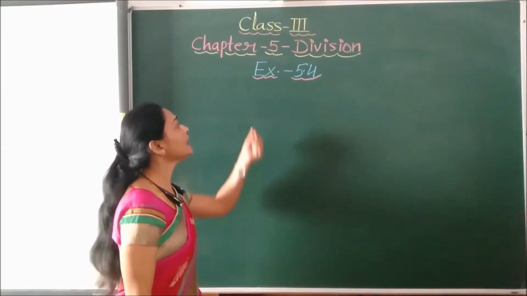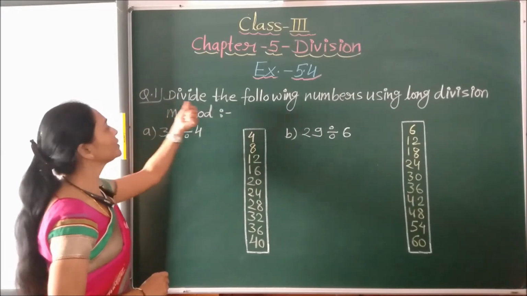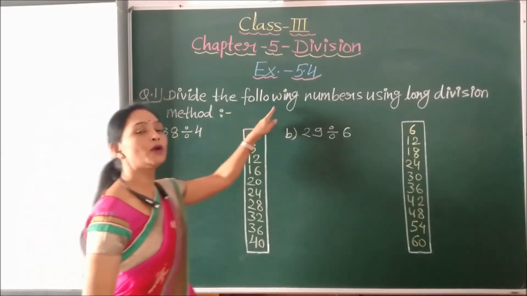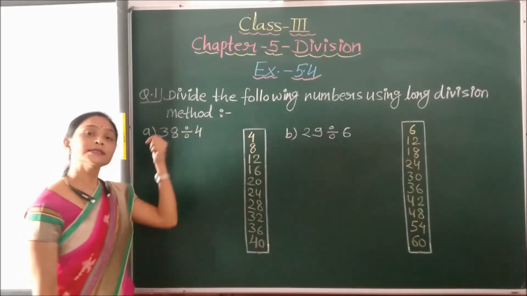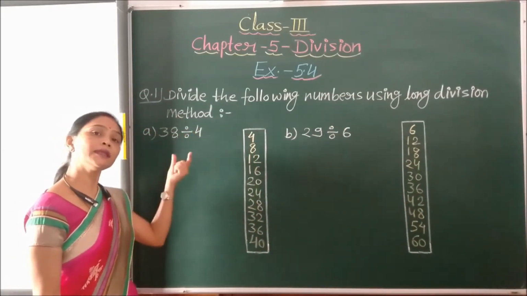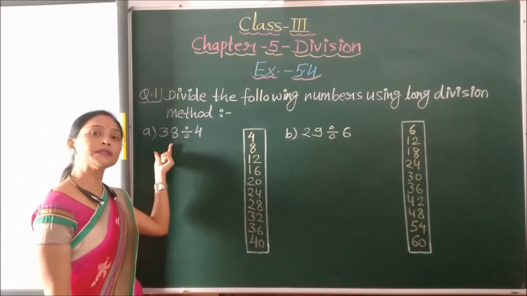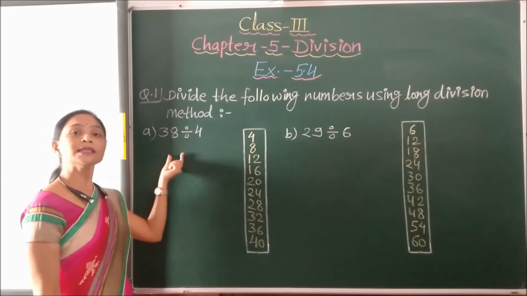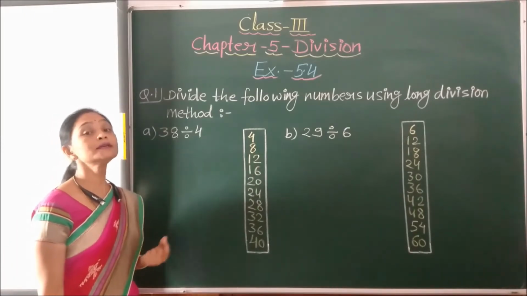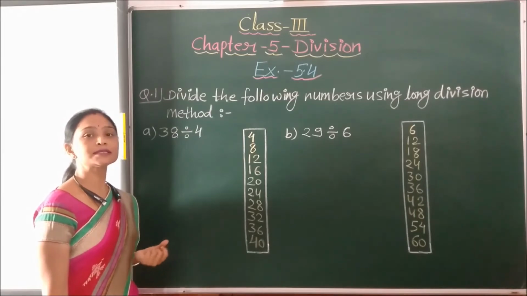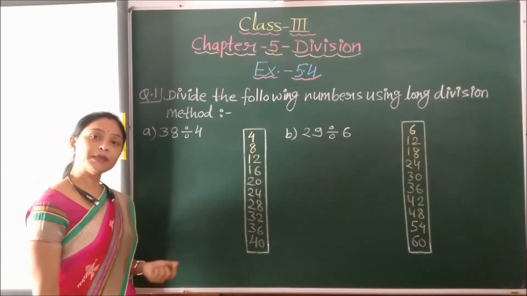Now we are going to learn exercise 5.4. So let's solve question number 1. Divide the following numbers using long division method. This long division method we have learned in the previous exercise also. So same way we will solve this one also. Only one thing is different in this exercise. What is that? Here we will get the remainder also. In previous exercises we were not getting any remainder. Now we will get the remainder also.